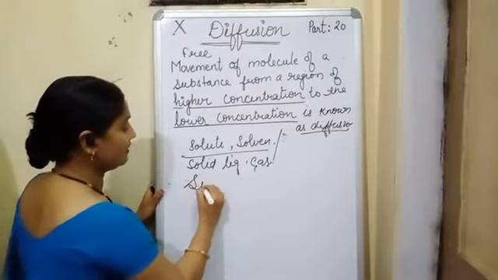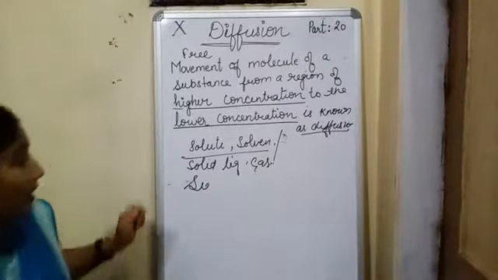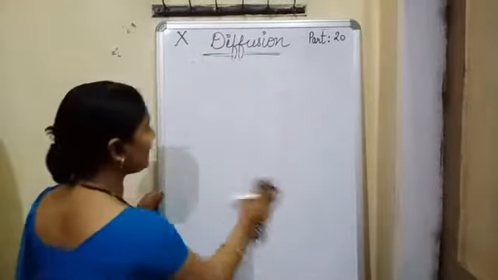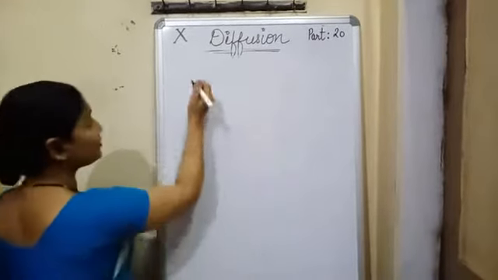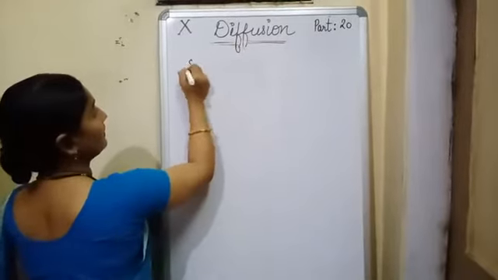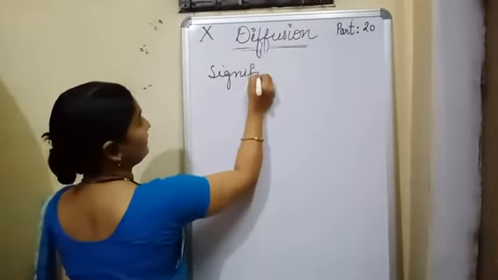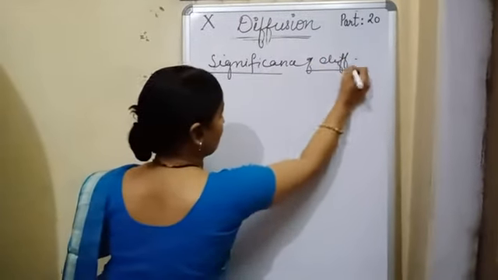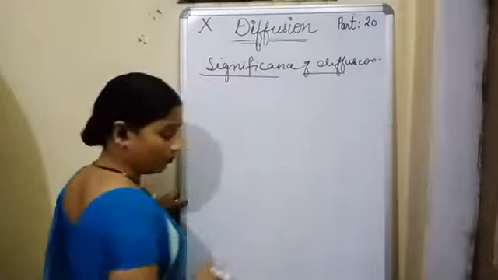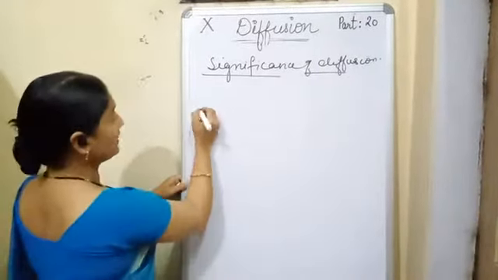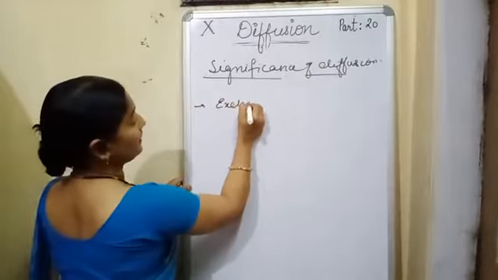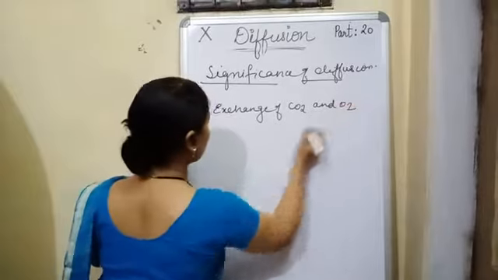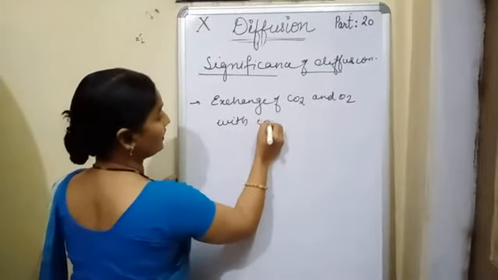Now see some examples of this. That is the significance of diffusion. Why do we need diffusion in the case of a plant? Significance of diffusion. Point number 1: it helps in exchange of CO2 and O2 within the plant.